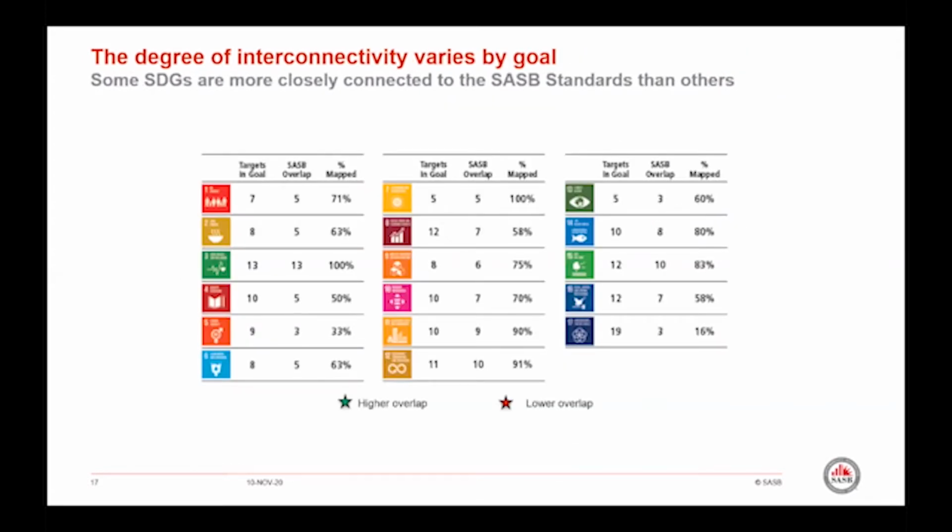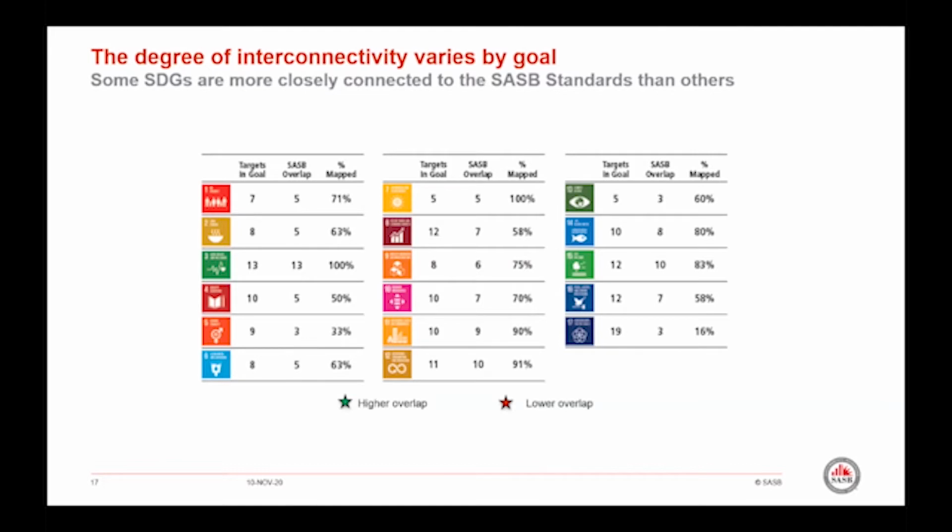So the previous slide showed the degree of interconnectivity in general, but it is important to understand that this degree of interconnectivity also varies by goal. And this basically means that some SDGs are more closely connected to the SASB standards than others. This is to be expected because, of course, the SDG framework was constructed with public policy and multilateral action in mind, where companies and private capital could potentially contribute to some SDGs, but not others.